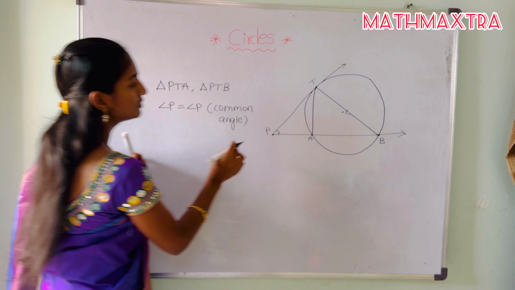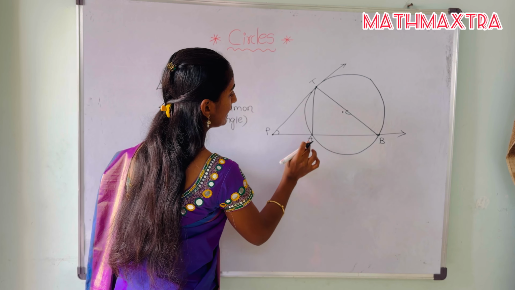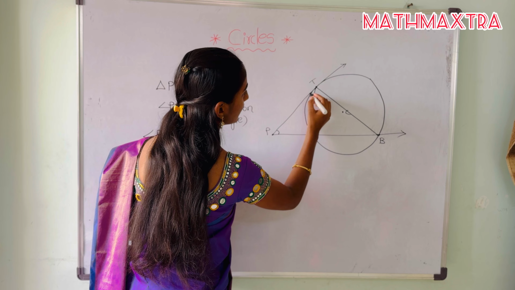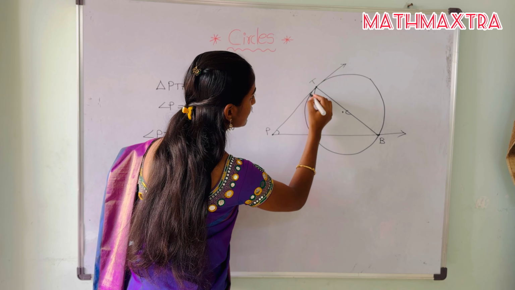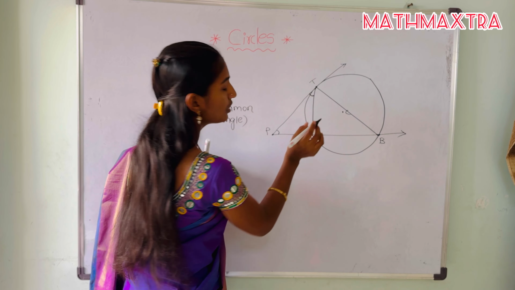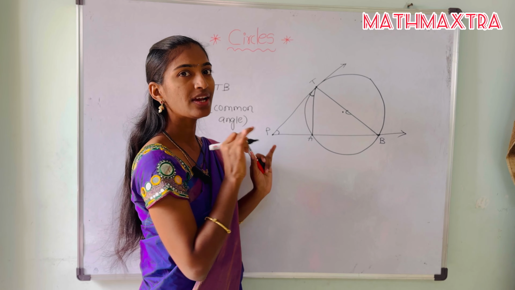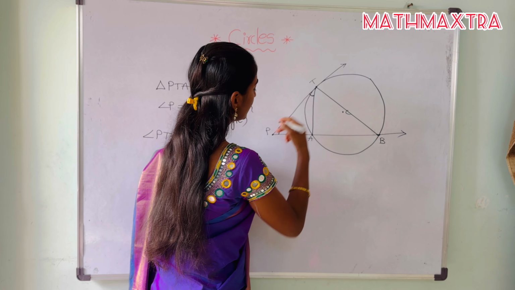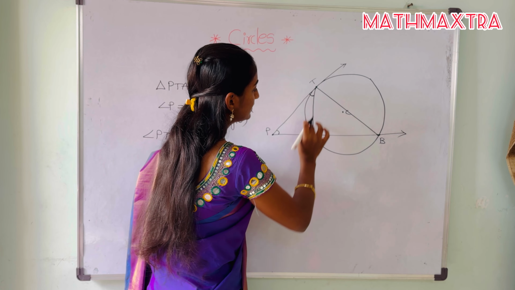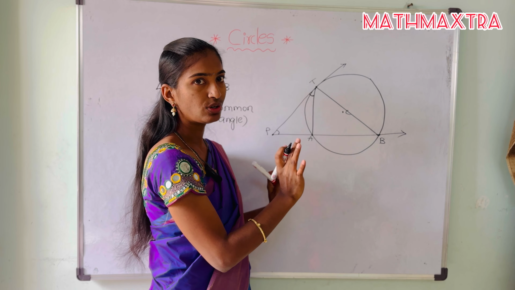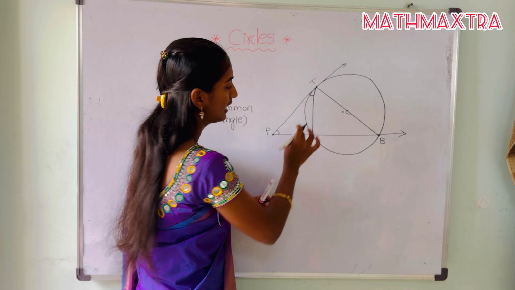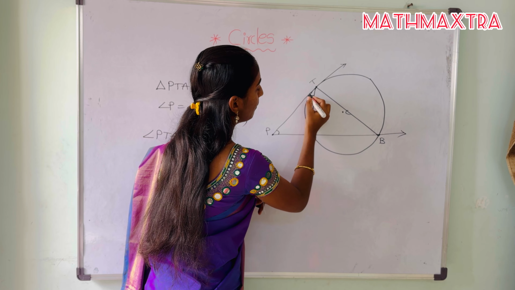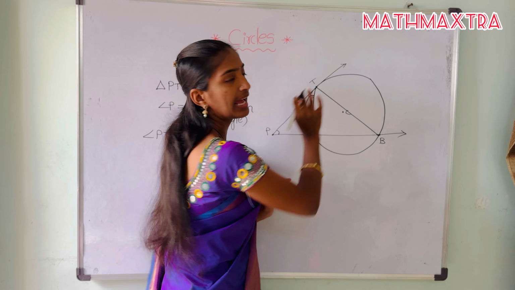And observe the triangle PTA. So angle PTA means the angle at T. Here we are using the alternate segment theorem. This PT is a tangent and this AT is a chord of the circle. This is the angle made by the AT chord with the tangent PT.